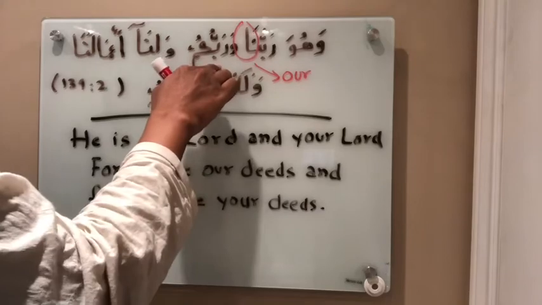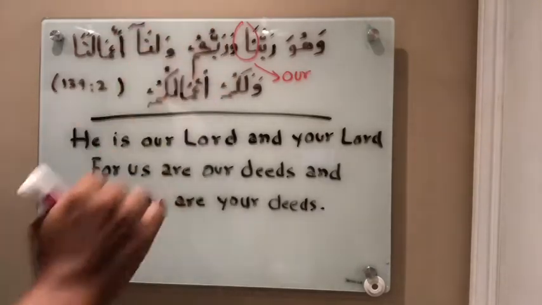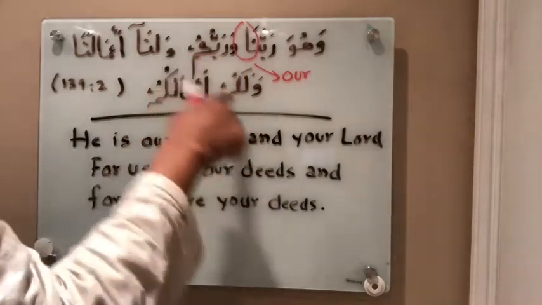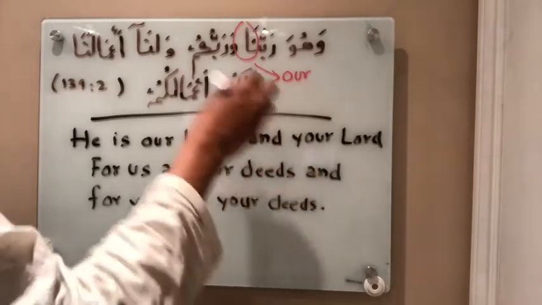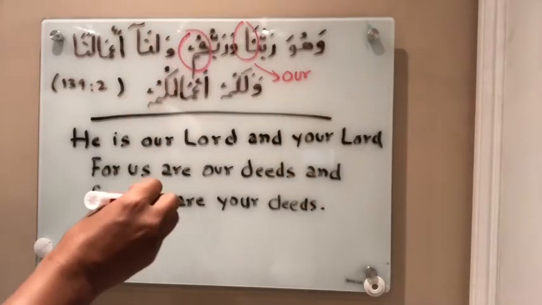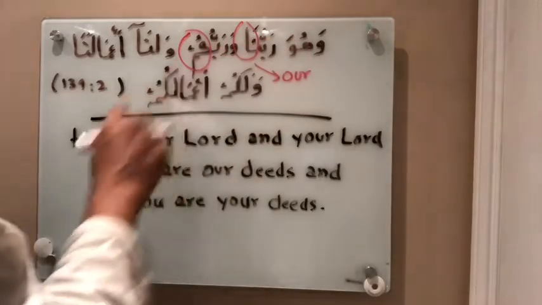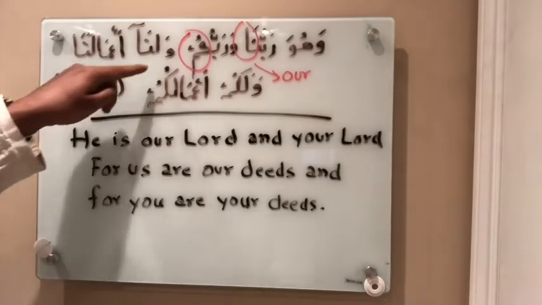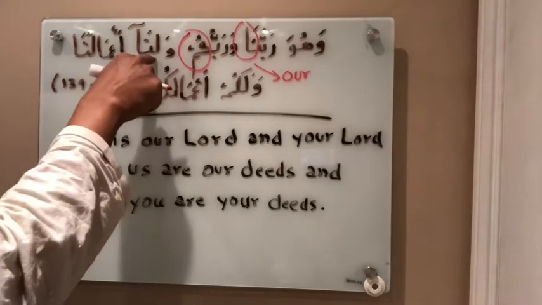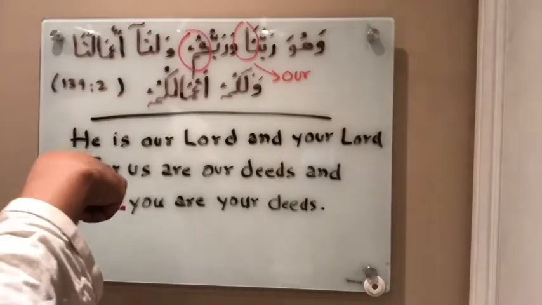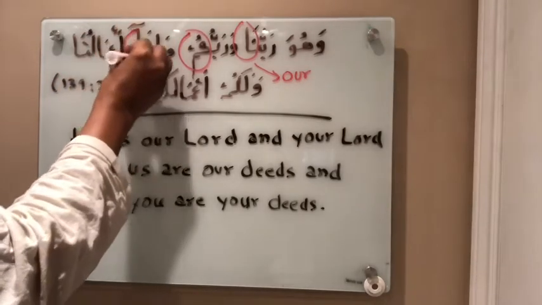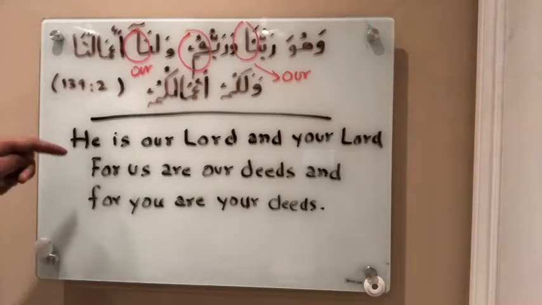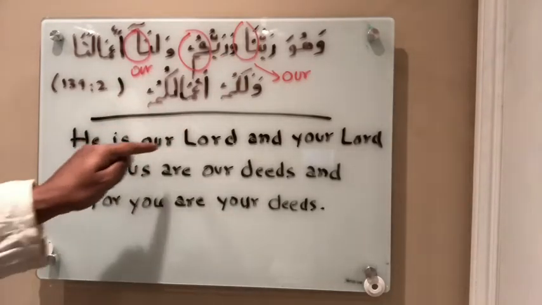Next, wa rabbukum. We discussed kum represents yours. So he is our Lord and your Lord. How do we know it's your Lord? Because it has kum here. Kum means your. He is our Lord and your Lord. Moving on. Walana. We have discussed this. La means belonging to. So lana again points to our. Na points to ours. He is our Lord and your Lord.